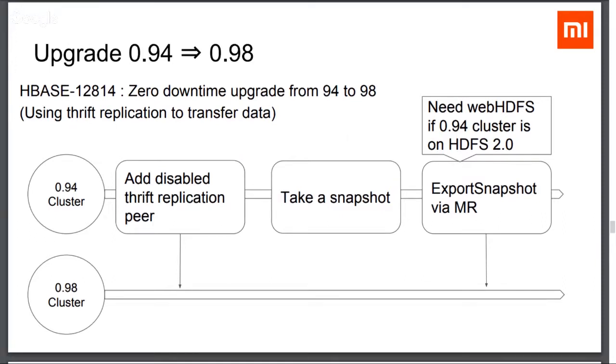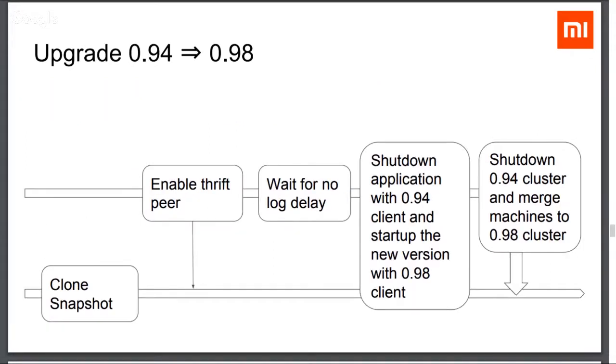If the HDFS version is also too old, we should use WebHDFS. After copying the snapshot, we can clone the snapshot to a table in 0.98 and enable the Thrift peer to push the pending logs. The number of logs may be very large if the table is large, because the export snapshot needs some time. We should wait for all logs to be pushed and until there is no replication delay.